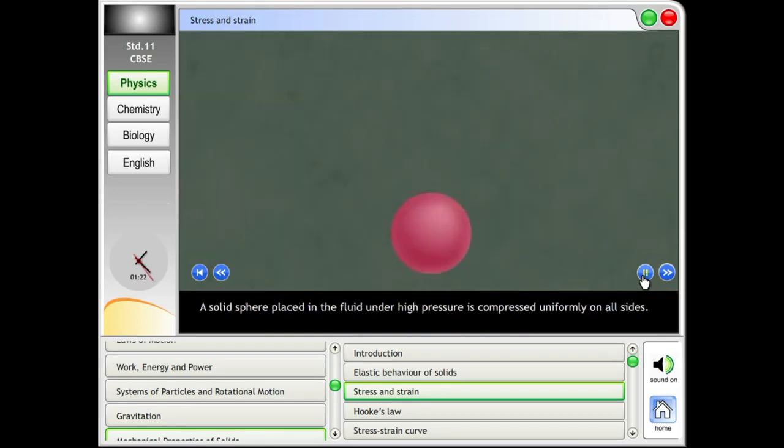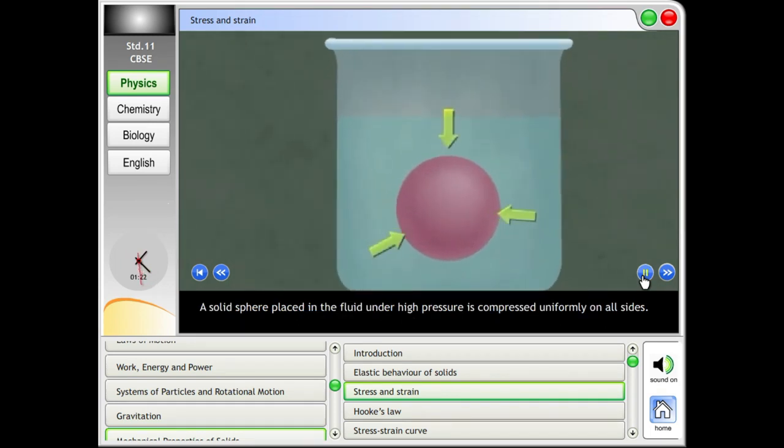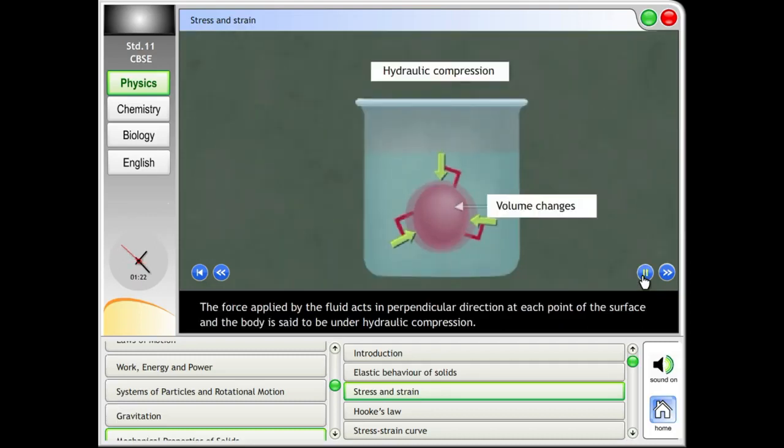A solid sphere, placed in a fluid under high pressure, is compressed uniformly on all sides. The force applied by the fluid acts in a perpendicular direction at each point of the surface, and the body is said to be under hydraulic compression.